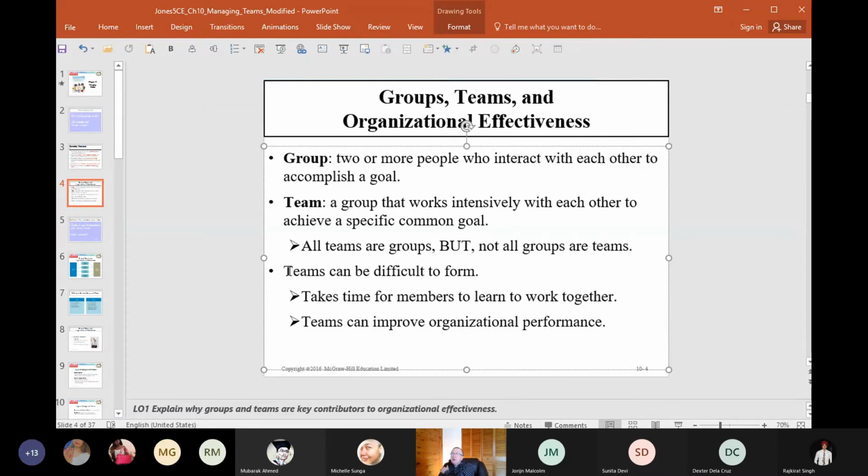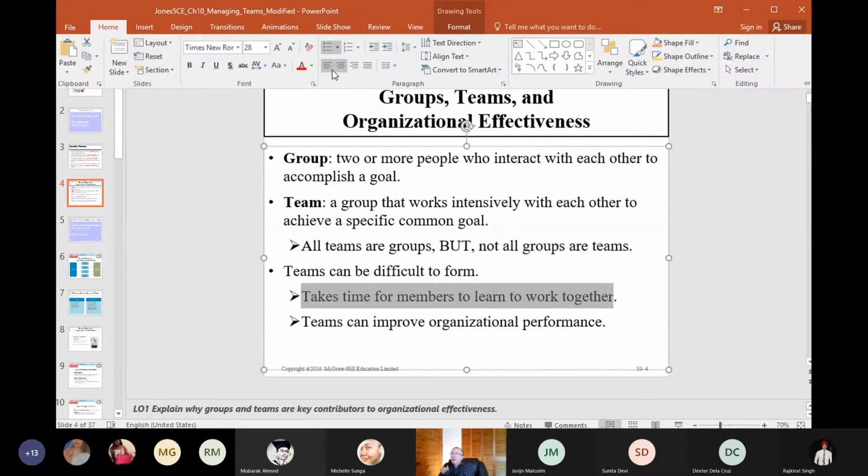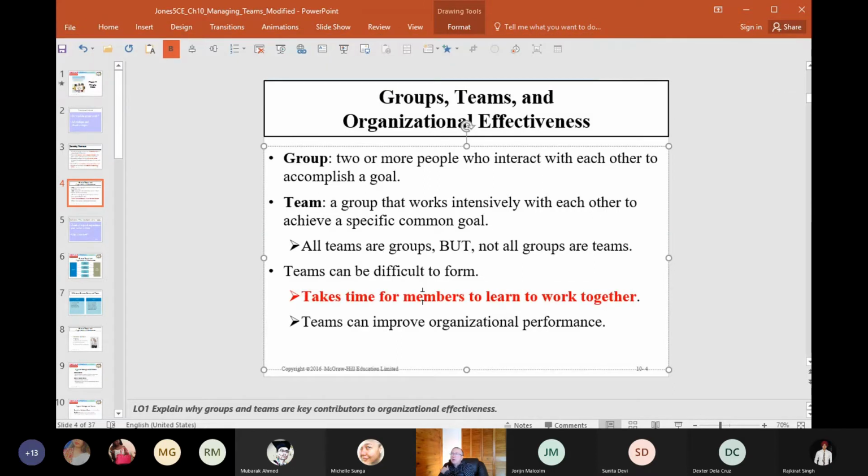Teams are different in a way because they are more difficult to form, and it takes time for members to learn to work together. That's a very important aspect of teamwork. So we must sometimes be patient to allow the group to get together and become efficient. I think this is a key element of success.